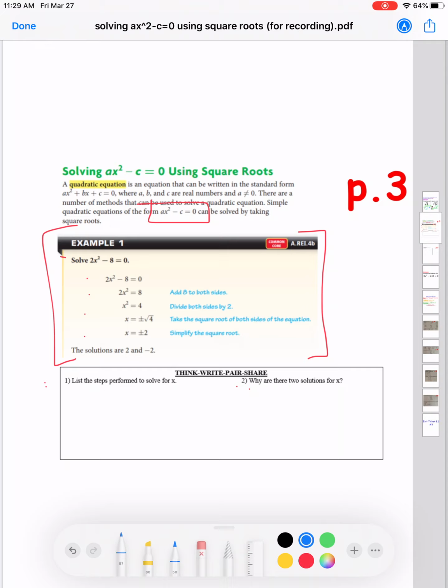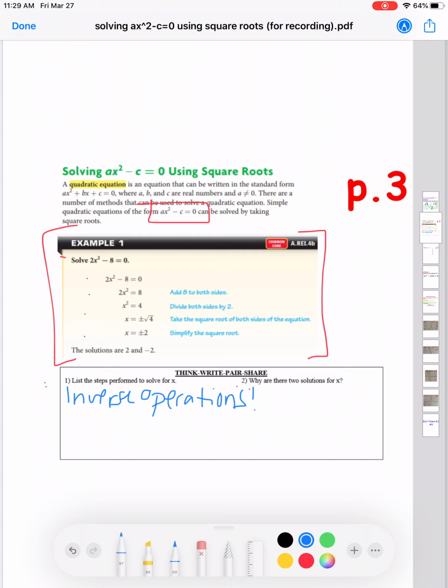Okay, so looking at our first question, it said list the steps performed to solve for x. So all of these were using inverse operations. If I had to summarize all of this together, I would say that this person used inverse operations. However, let's just try to break it down step by step so we know what they did.